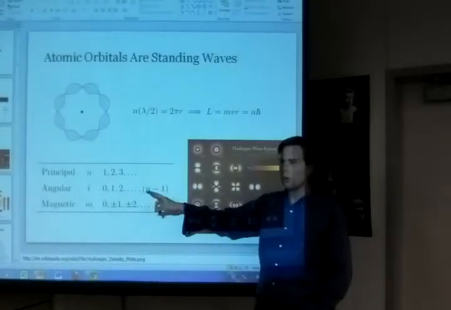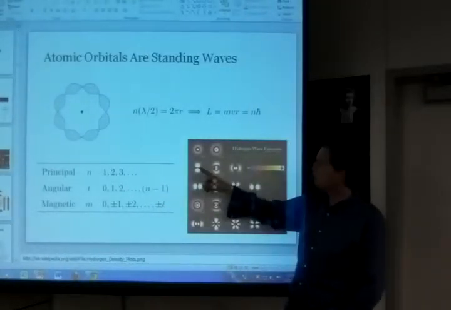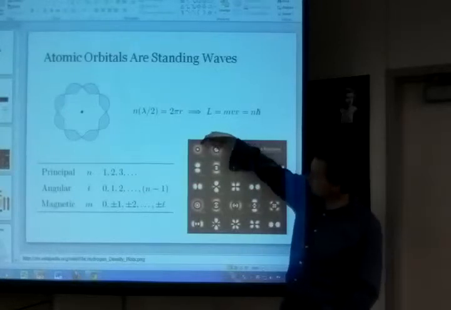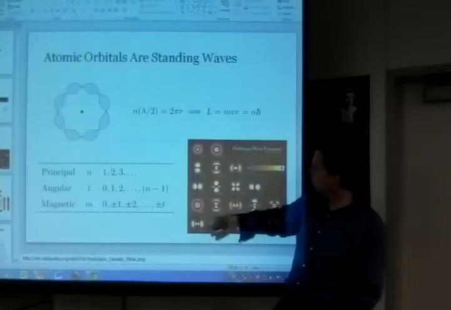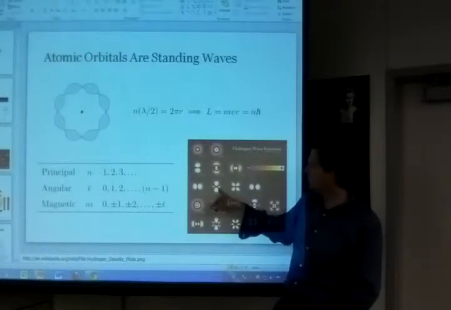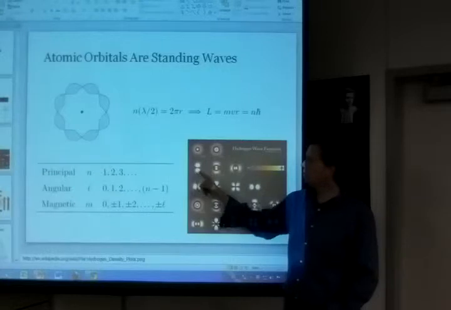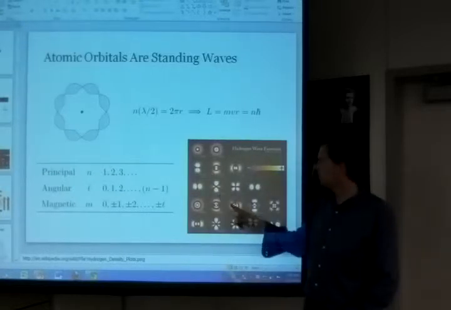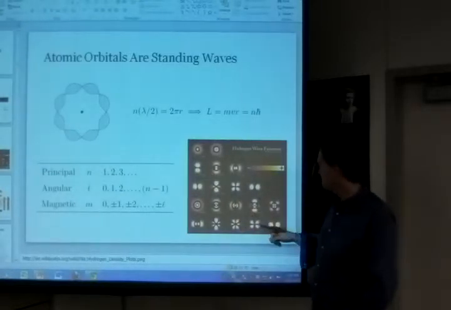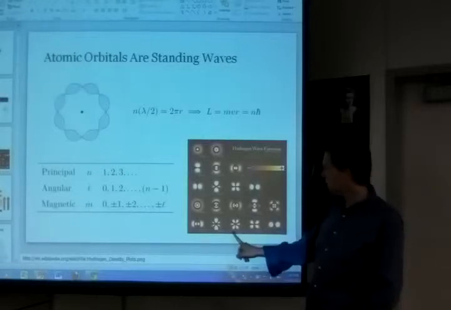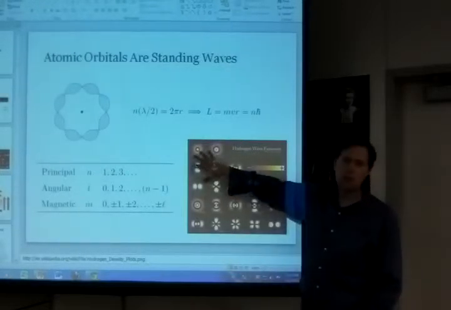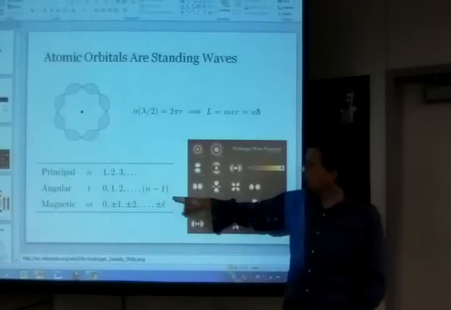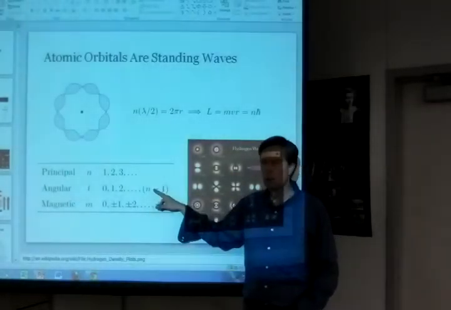The angular quantum number changes the shape. So this has an angular quantum number, an L value of 0. This has an L value of 1. Here's an L value of 2. And it's kind of associated with the number of leaves associated with this. Here's an L value of 3, I believe. Maybe this is it. Anyway, the point is that the different kinds of shape are controlled by this angular number.